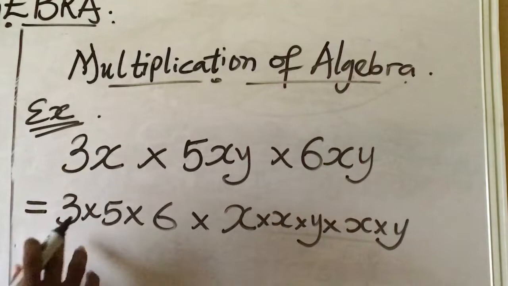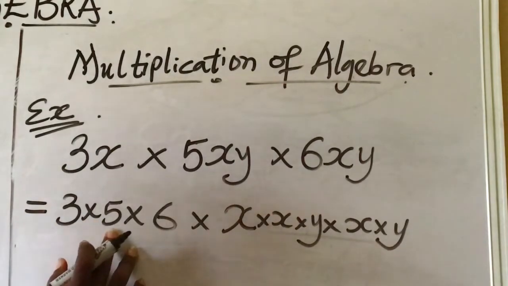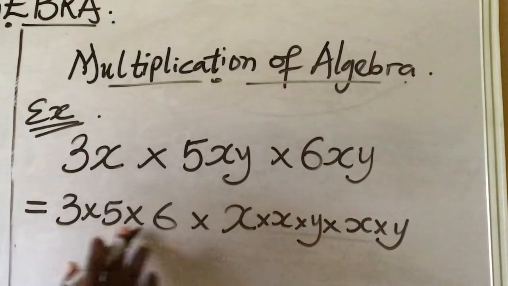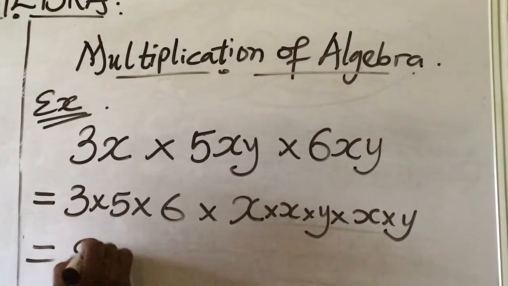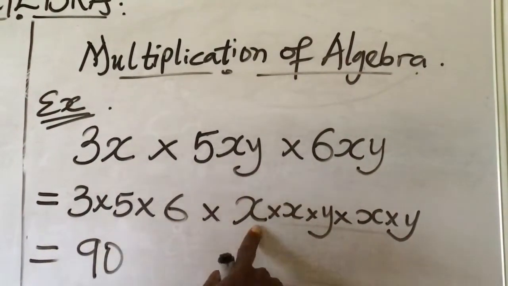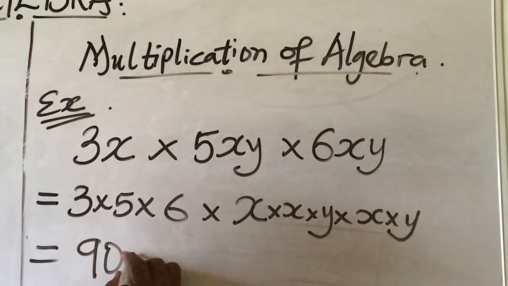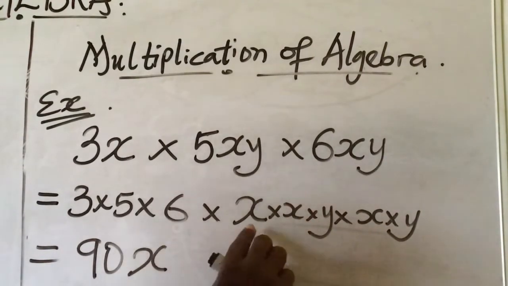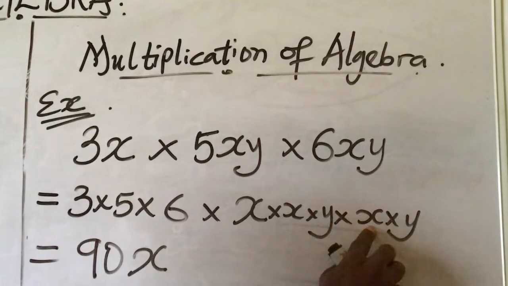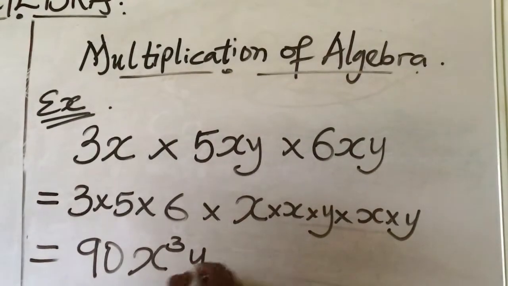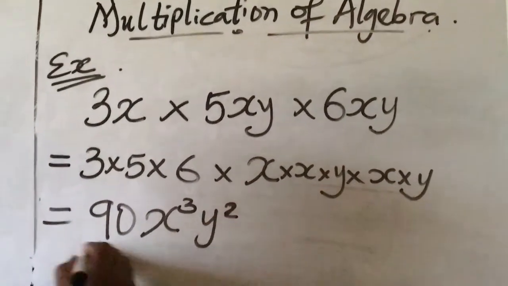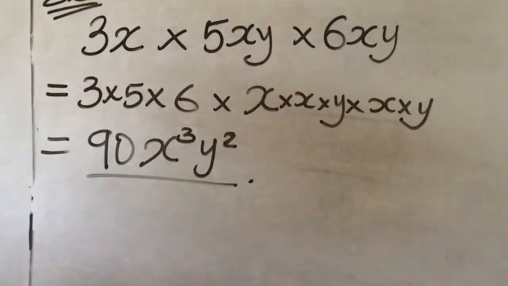You see, so 3 times 5 is what? 15, and 15 times 6 is going to give us 90. So I have 90. X times x times x, that is what? X in how many places? Let's count. 1, 2, 3. So x is what? X cubed. And y is in how many places? 2. So we have y squared. This is the final answer.